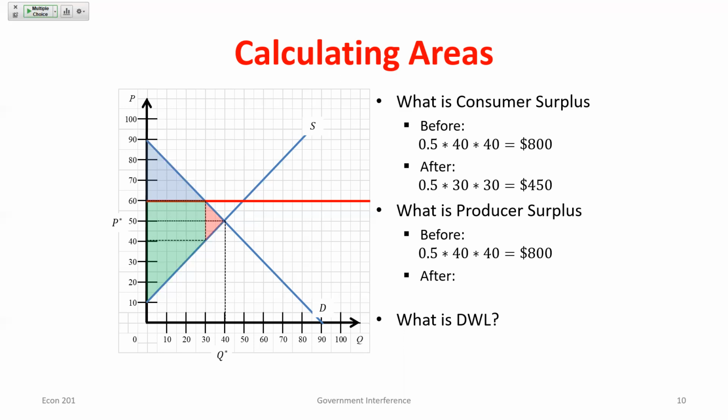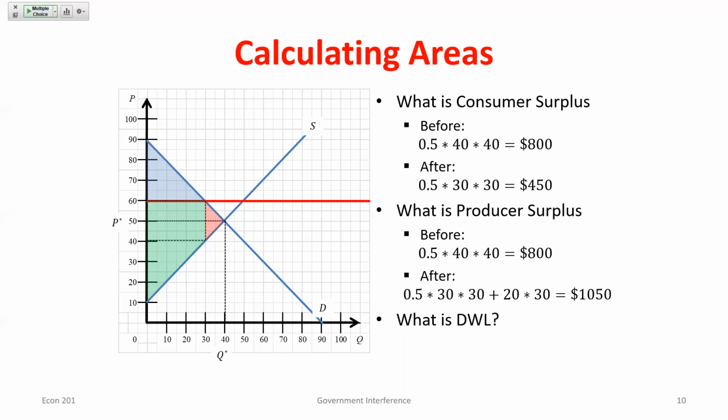Right? So the rectangle goes from 60 to 40, so it has a length times width. 20 goes all the way out to 30, so 20 times 30, 600. Right? That little triangle at the bottom. The height goes from 40 to 10, so 30. The base goes out to 30. 30 times 30 times 1/2 is 450. Add those two together, and we get 1,050.